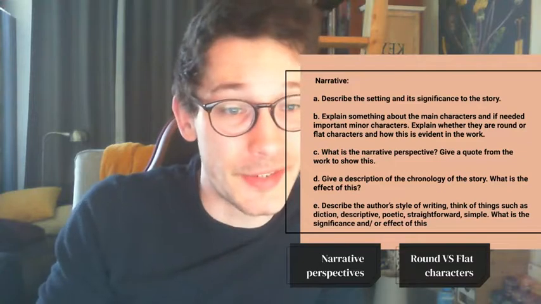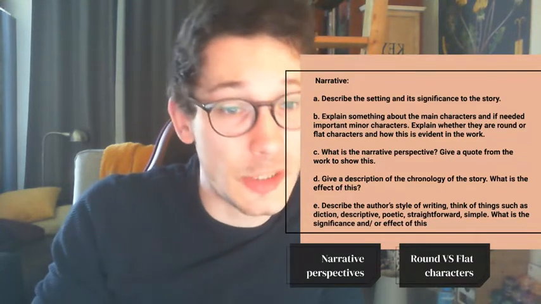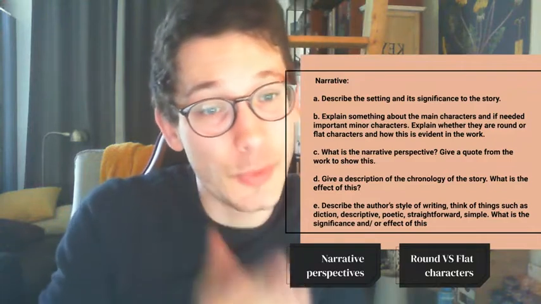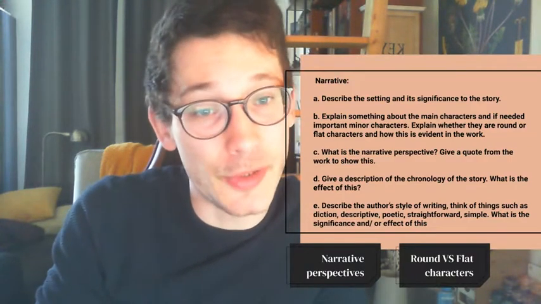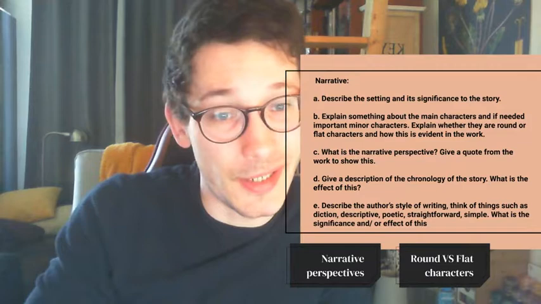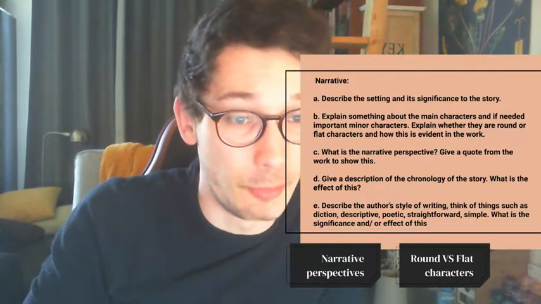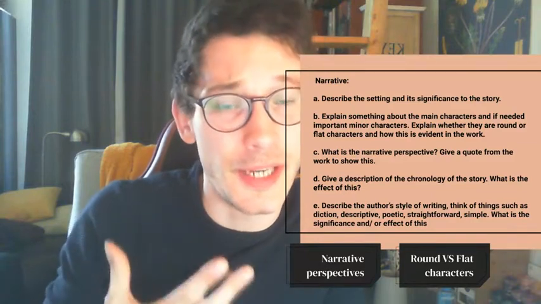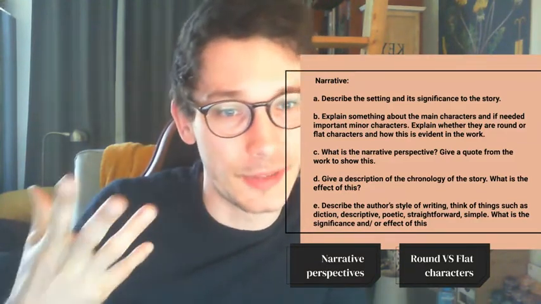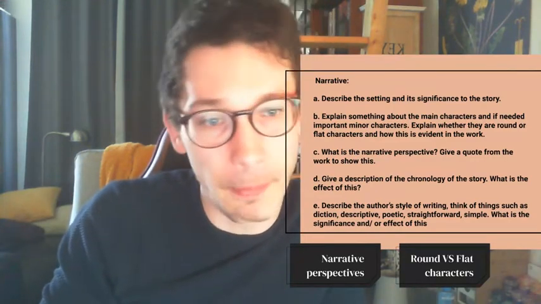Explain something about the main characters and, if necessary, important minor characters. Just tell us about the protagonist and explain whether that's a round or flat character and how you know that. I'm going to show you, like I said, what round versus flat characters are in a moment, okay? What is the narrative perspective? Give a quote from the book that shows you that that is the narrative perspective. Again, I will show you what narrative perspectives are in a moment, okay?